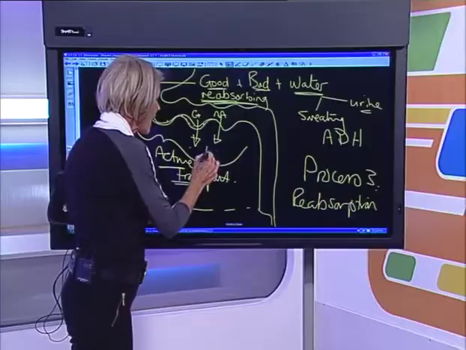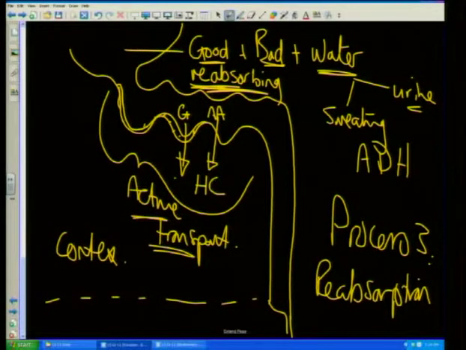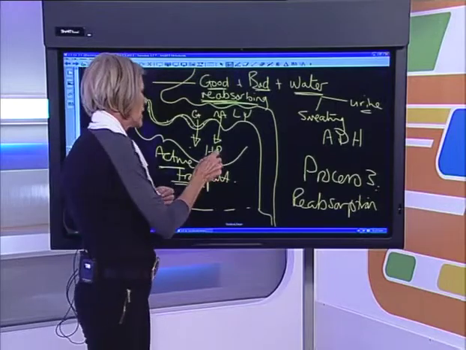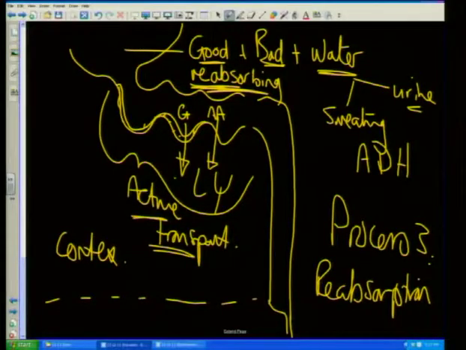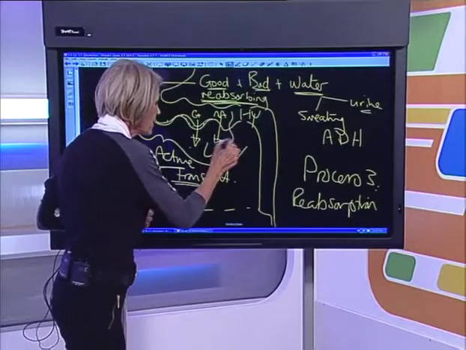They now make a higher concentration here, a higher water potential on this side, and there is a lower water potential in the tubule. So, sorry, I've got this wrong around. Makes a lower water potential outside and a higher water potential in the tubule. So what happens? The water follows.